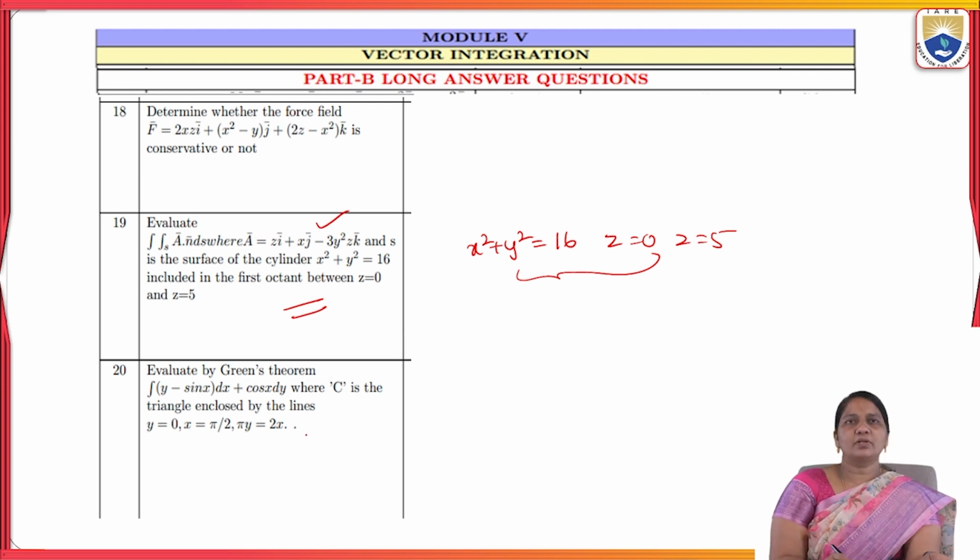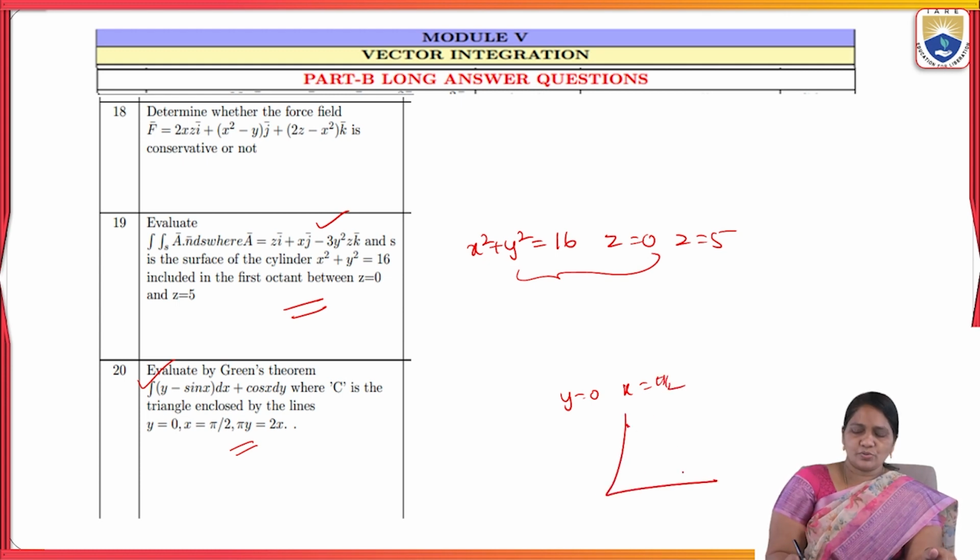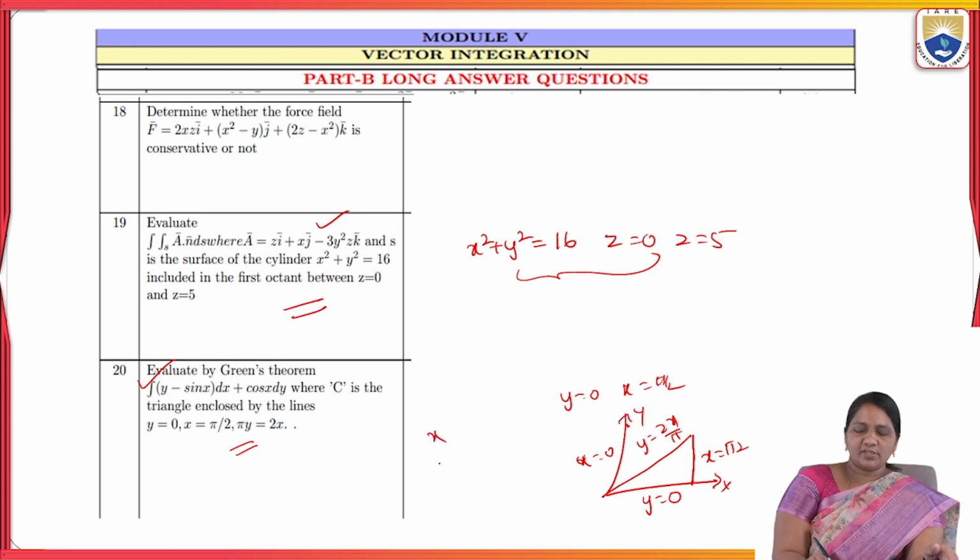And see the last one, here we have to evaluate the given function by using the Green's theorem. So here we can observe y equal to 0 and x equal to pi by 2. So same we can observe the figure here. So here this is on y-axis x equal to 0, on x-axis y equal to 0. So x equal to pi by 2 means some constant, and here we are going to get y equal to 2x by pi. So from this we are going to get the limits of x and y.